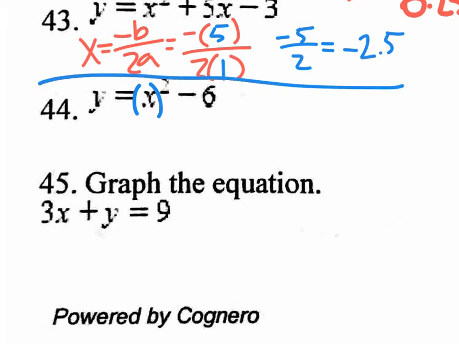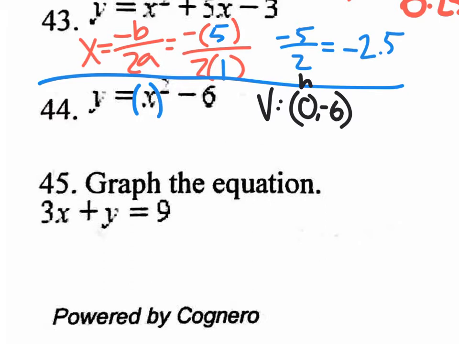What's the h value? The h value is 0, right? If the h value is with x inside parentheses, that means that your vertex h value, which of course is the x value, is 0, okay? And what's your k value? The k value is the one that's being added or subtracted at the very end, and you take it for what it is, in this case, negative 6.